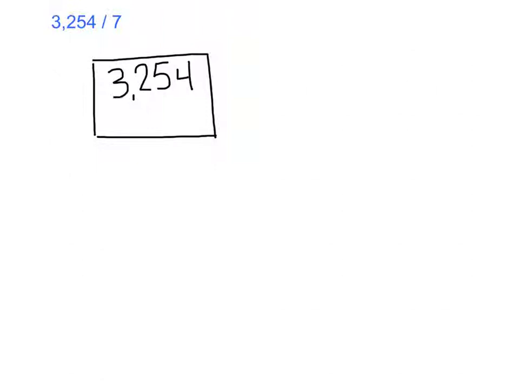Let's try one last problem. 3,254 divided by 7. First step, draw your box. Put the number you're dividing into inside of the box. Put the number you're dividing by outside of the box. Start. 3 cannot be divided by 7. It's too small. So you're going to put a 0 on top of the box, and you're going to circle the 3 and the 2. 7 can go into 32 4 times without going over.